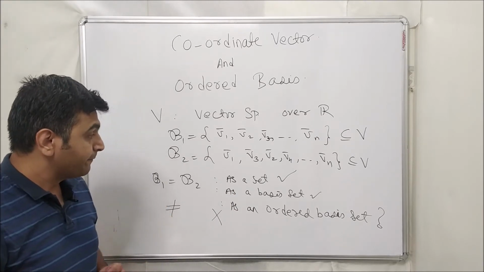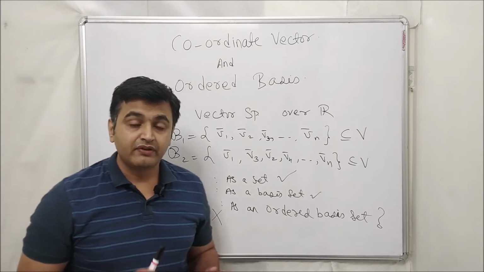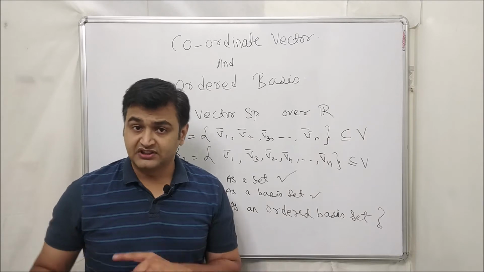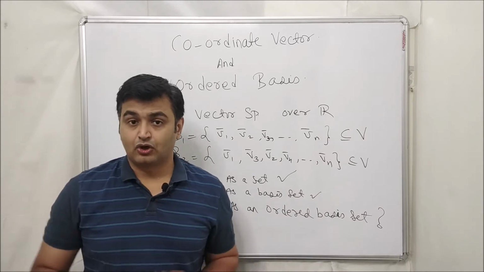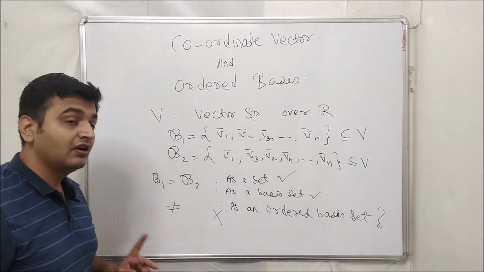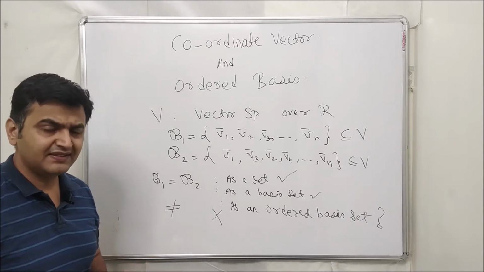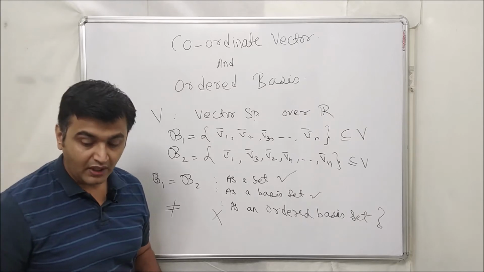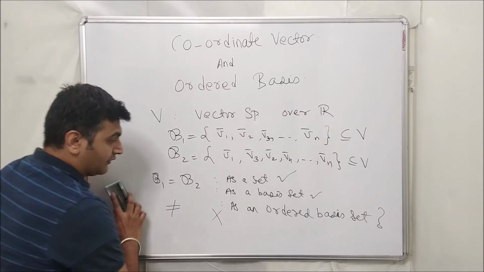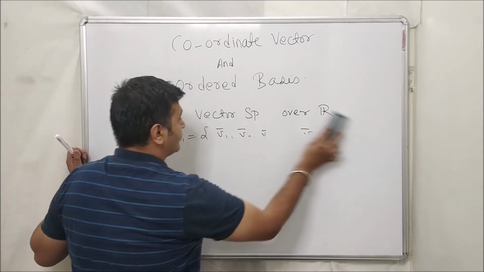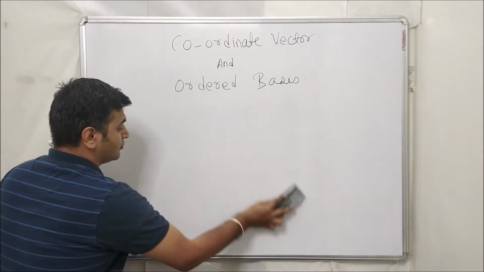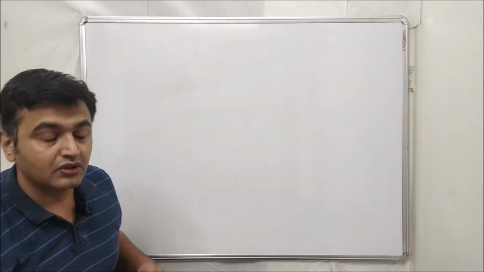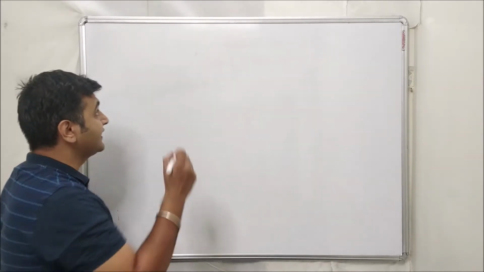So as an ordered basis, they are not equal. Be careful when you talk about the ordered basis. If you interchange the position of the vectors, you are changing the ordering, and hence as an ordered basis, these two are not equal. It's a basis, but as an ordered set, they are not equal. And we will see that if you change the order, the coordinate vector also changes. So let's take an example so the concept will become clearer to you.